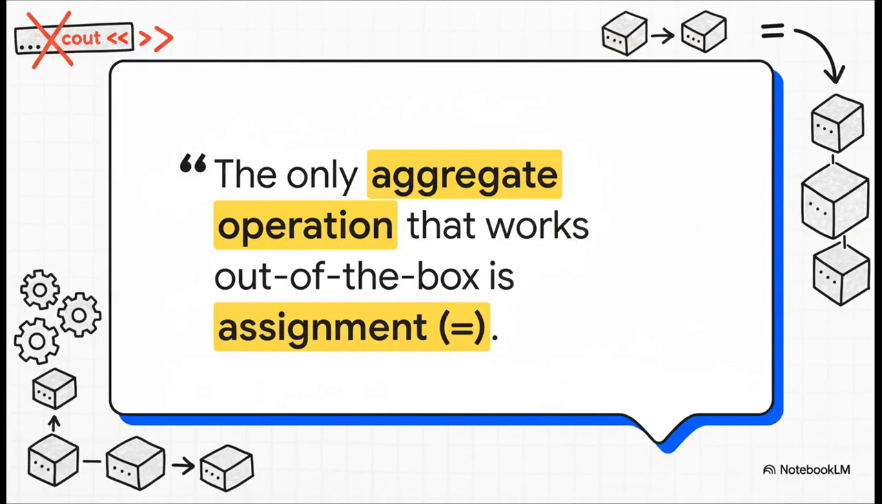But there is one really important rule you have to remember. You can't just, say, print out a whole struct at once or compare two of them with a greater than sign. It just doesn't work that way. Out of the box, the only operation that works on a whole struct object is assignment, basically copying one into another. For everything else, you have to work with the members one at a time.